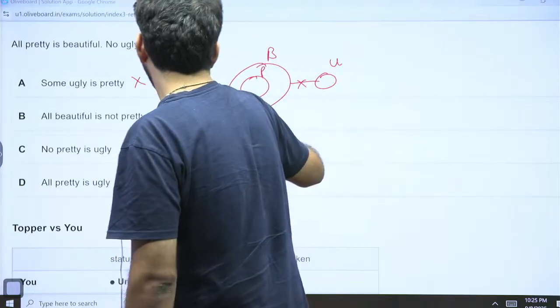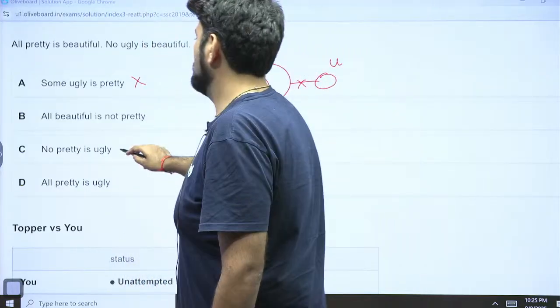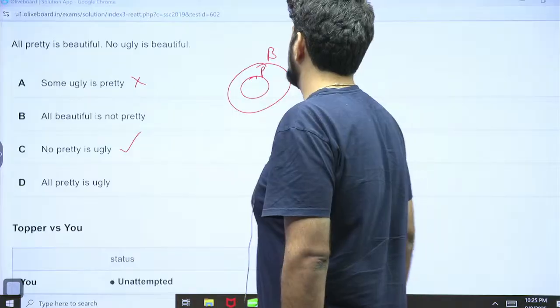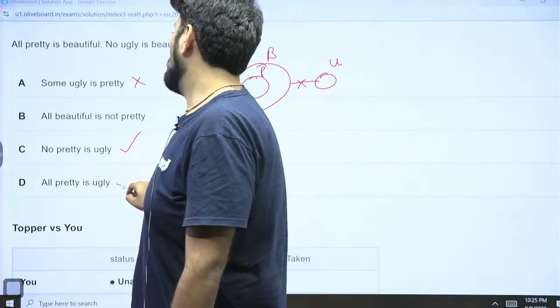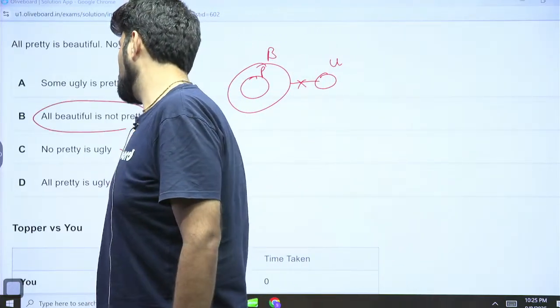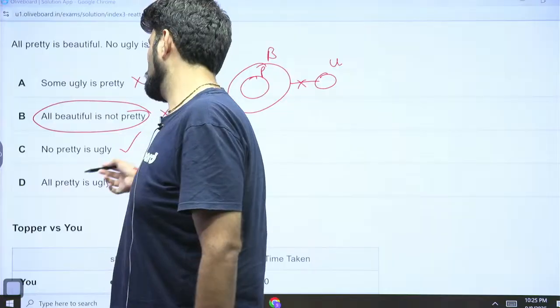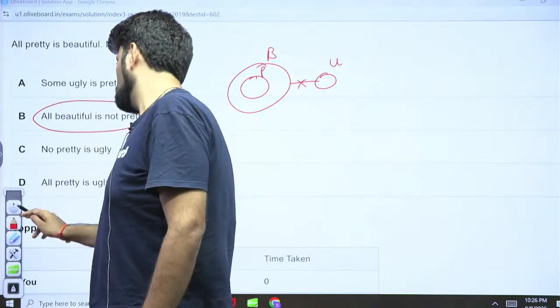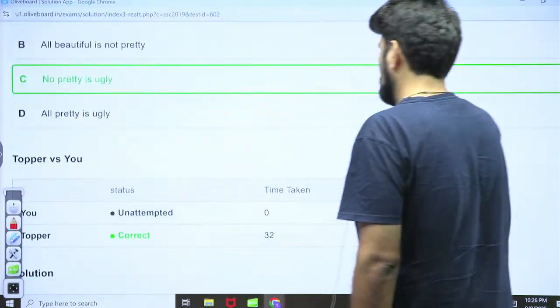Okay, wait. No pretty is ugly. Yes, absolutely right. And all pretty is ugly. No, not at all. All beautiful may not be pretty. Could have been the right one, but this is not a possibility based question. So option C should be the correct answer. Okay, 32 seconds.